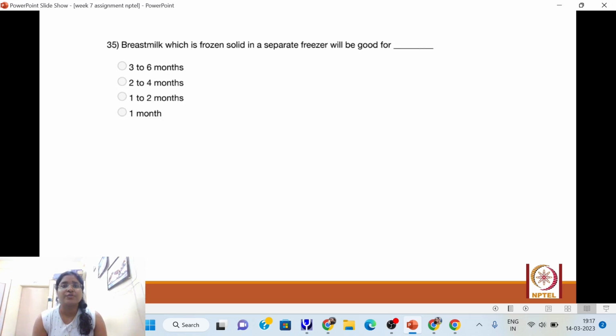Breast milk, which is frozen solid in a separate freezer, will be good for 3 to 6 months, 2 to 4 months, 1 to 2 months, or 1 month.